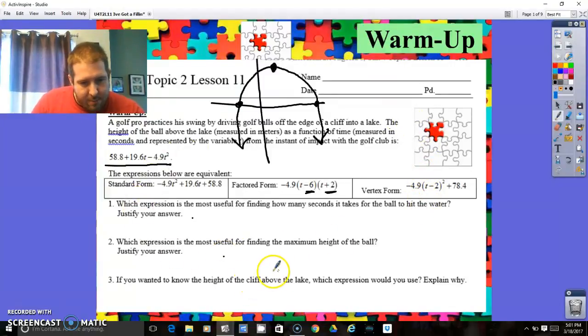If you want to know the height of the cliff above the lake, which expression would you use? Now, we have to assume that right here on the y-intercept, that is the cliff that you're hitting the golf ball off of. And if you were to trace the parabola of the golf ball as it's flying through the air, it would go backwards. I know this side of the parabola doesn't really make sense because that would be backwards in time. But the idea is the y-intercept would be the height above the cliff, so therefore standard form would be the best, because standard form gives you the c term. Whatever the constant is always the y-intercept.